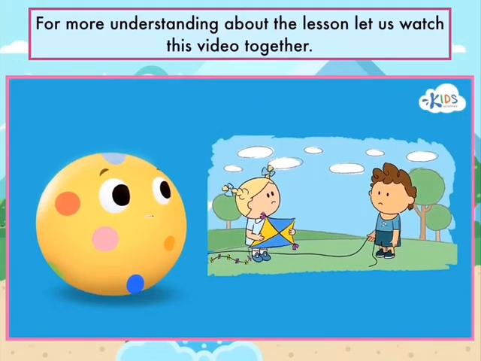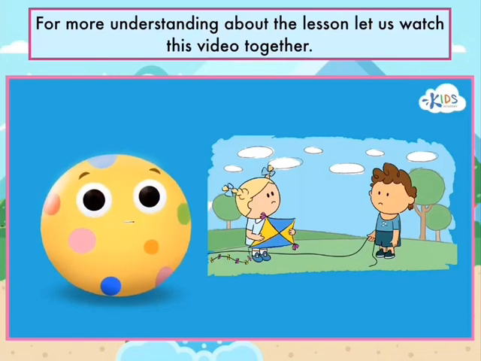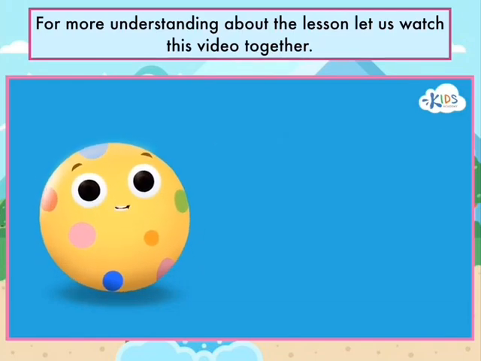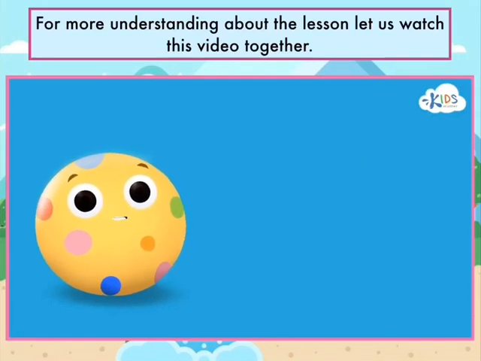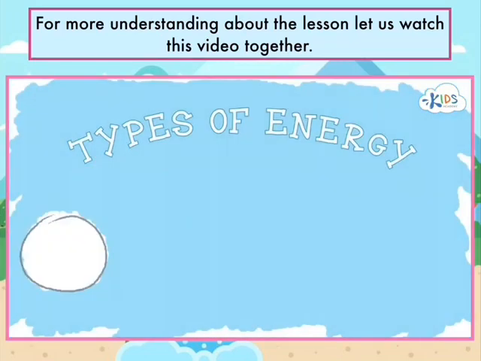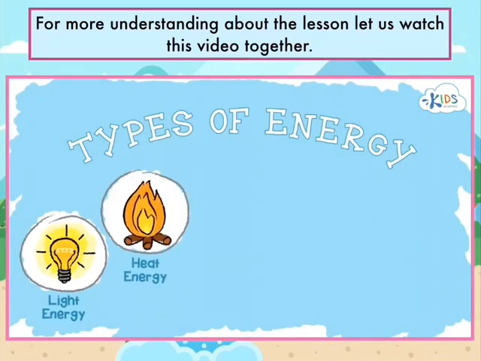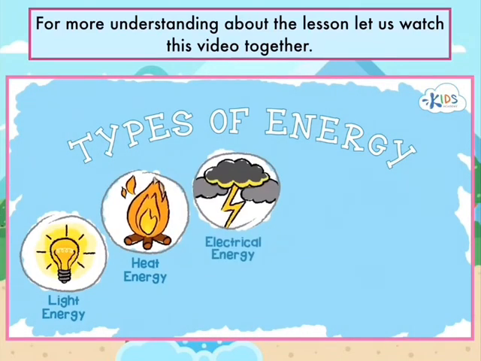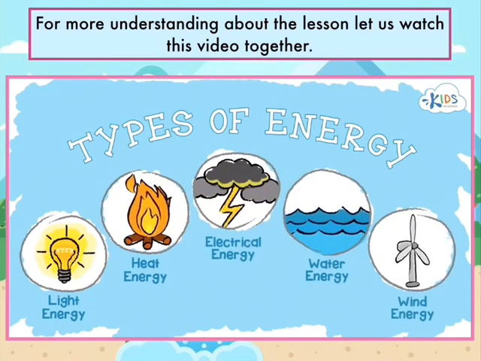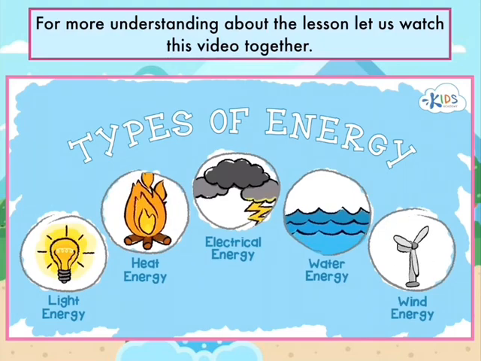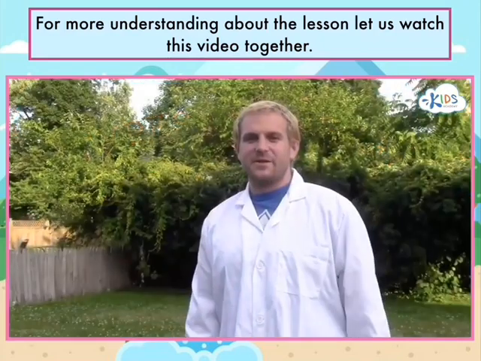Looks like our friend's kite needs more wind energy to keep it flying. What is energy? Energy is the ability to do work or to make something happen. Let's talk about some types of energy. Light energy, heat energy, electrical energy, water energy, and wind energy. That's a lot of different types of energy.